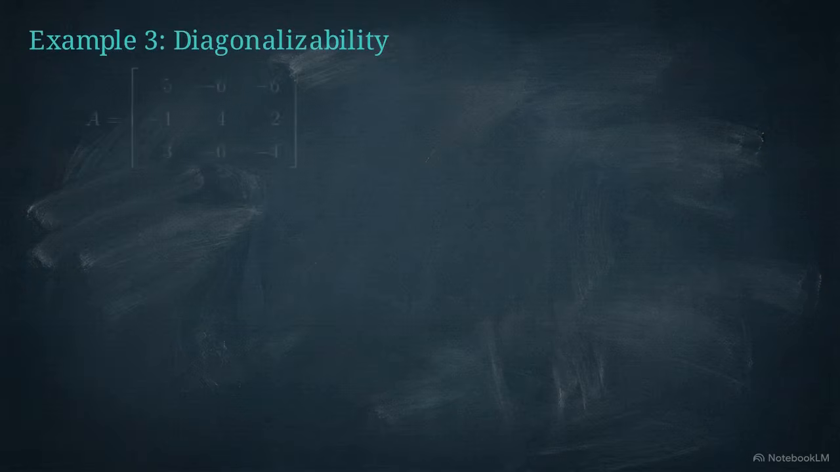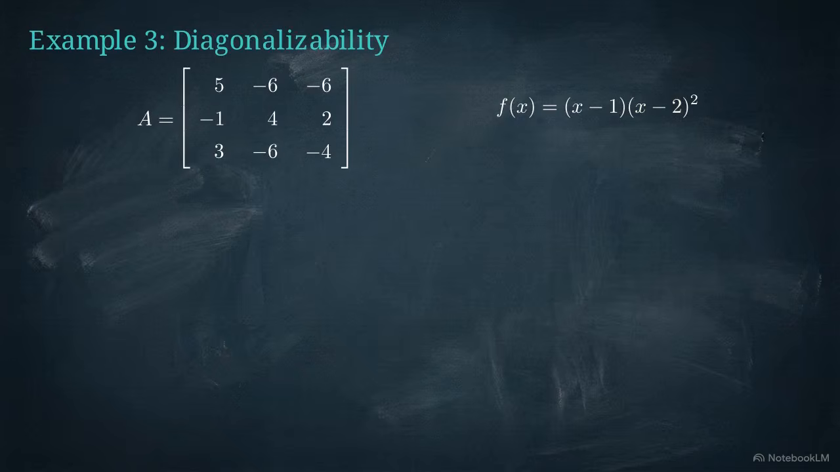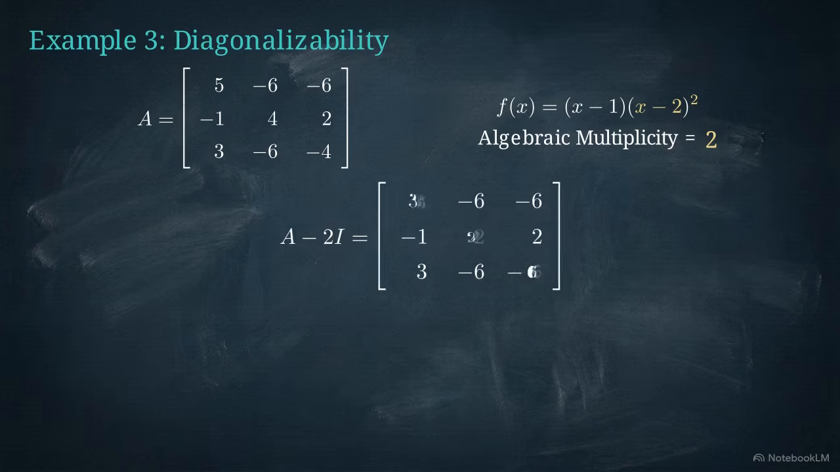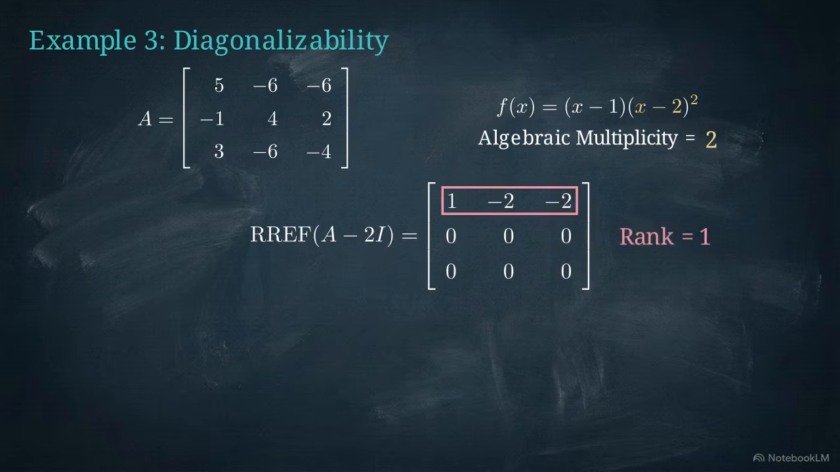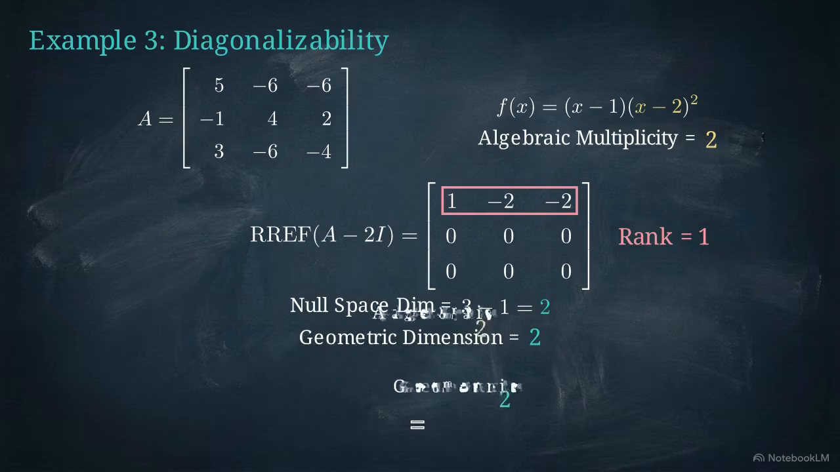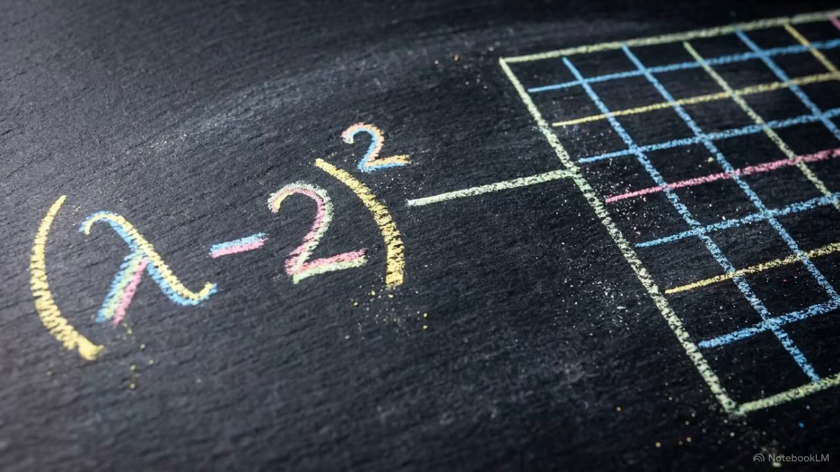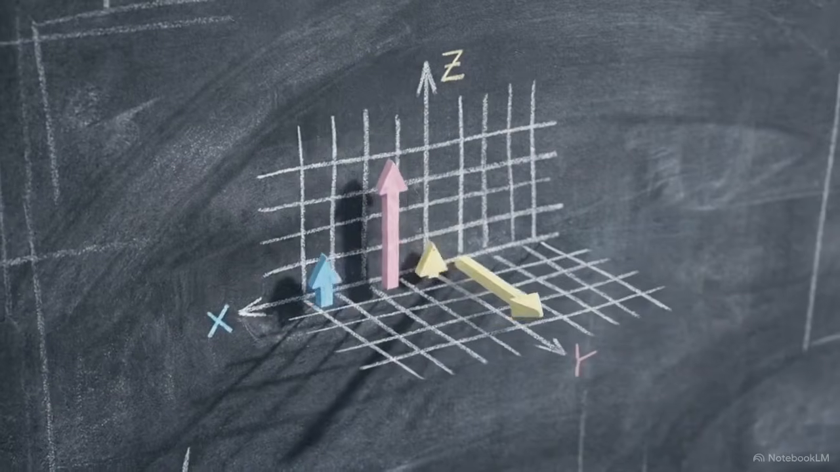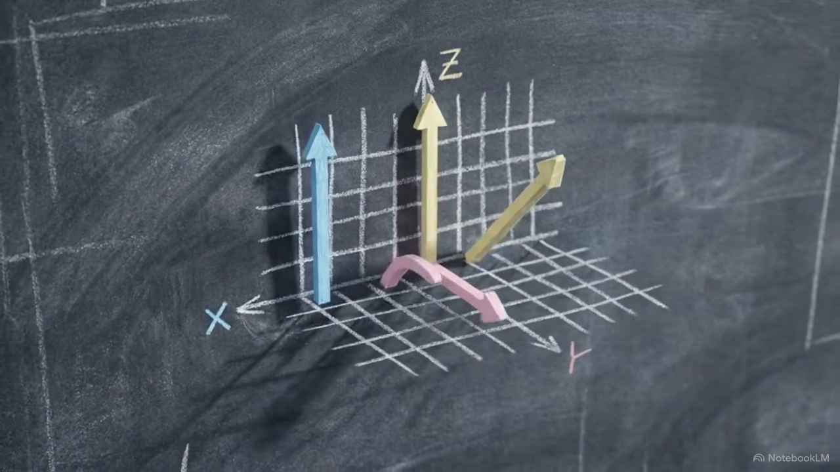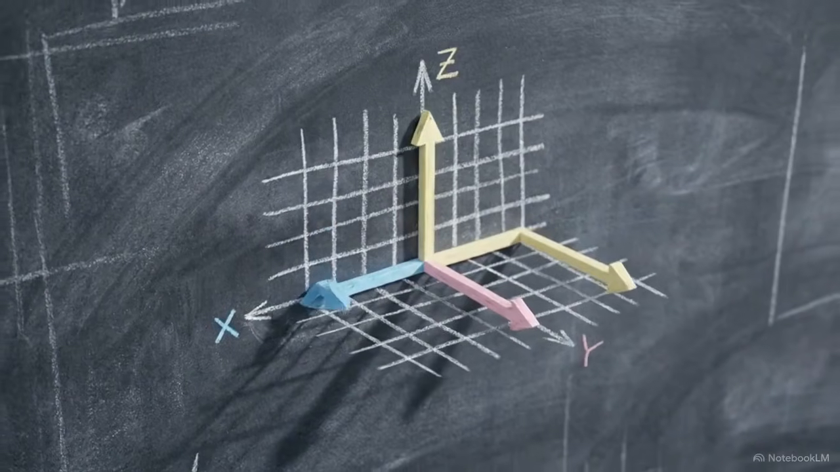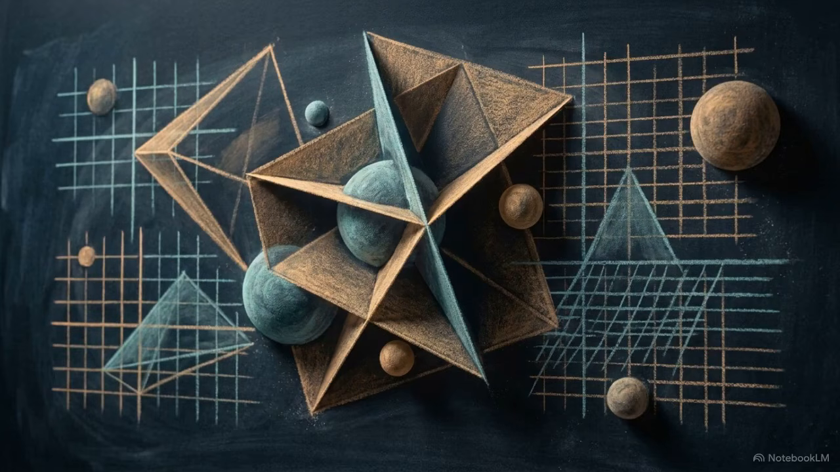Example 3 uses a different matrix that produces the exact same characteristic polynomial, with the root 2 again repeated twice. Plugging 2 into this specific A minus 2I matrix yields a different result. The row reduction shows that this matrix only has a rank of 1. A rank 1 matrix in three-dimensional space guarantees a two-dimensional null space. The algebraic root and the geometric dimension now match perfectly at 2. This matrix satisfies the requirements of Theorem 2. Because these dimensions match, the matrix can be diagonalized, allowing the transformation to be represented by simple scalar multiplication along its characteristic vectors. By moving through these examples, we've established a complete analytical framework for linear operators.